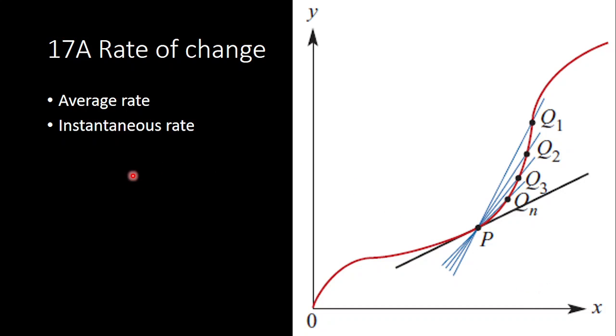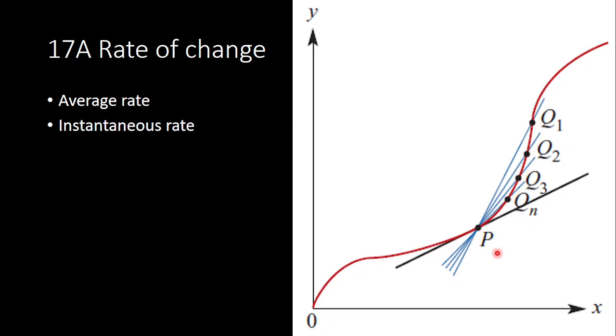Alright, let's start a new chapter 17 on differentiation. First thing, let's review the rate of change. For a straight line, when you define the gradient, which is the rise over run, it also defines the rate of change between 2 points.